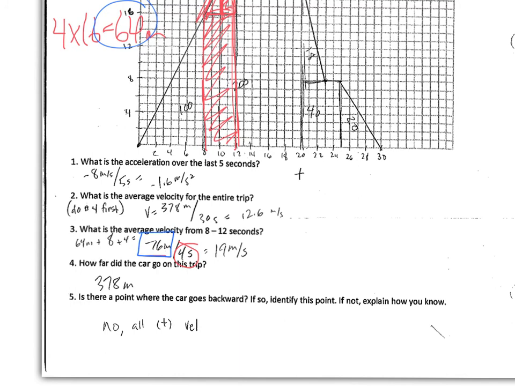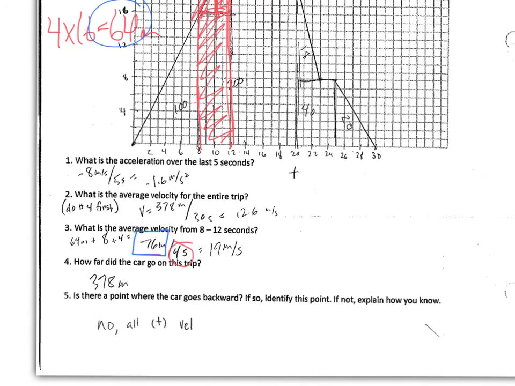It was really part of question 2, so those are out of order. I apologize for that. But 378 meters, we already know, is the total displacement based on the area under the entire curve that we did back in question 2.